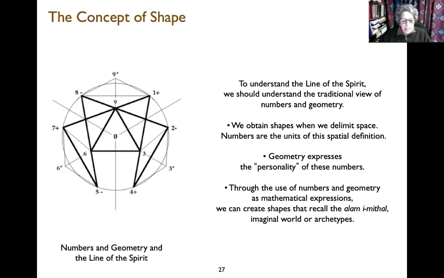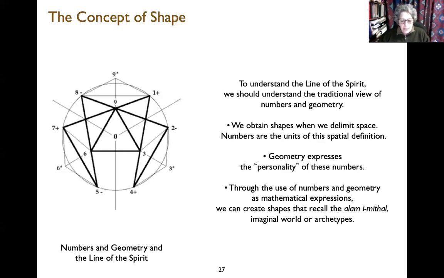This is the line of the spirit that moves from 1, 4, 2, 8, 5, 7, and back to 1. To understand the line of the spirit, we have to understand the traditional view of numbers and geometry. We obtain shapes when we delimit space. When we previously had just the circle and the center point, the inside was all empty space. We said that's where the soul lies, but we didn't have any shapes inside there. So now we're going to understand geometry and how that forms the shapes.